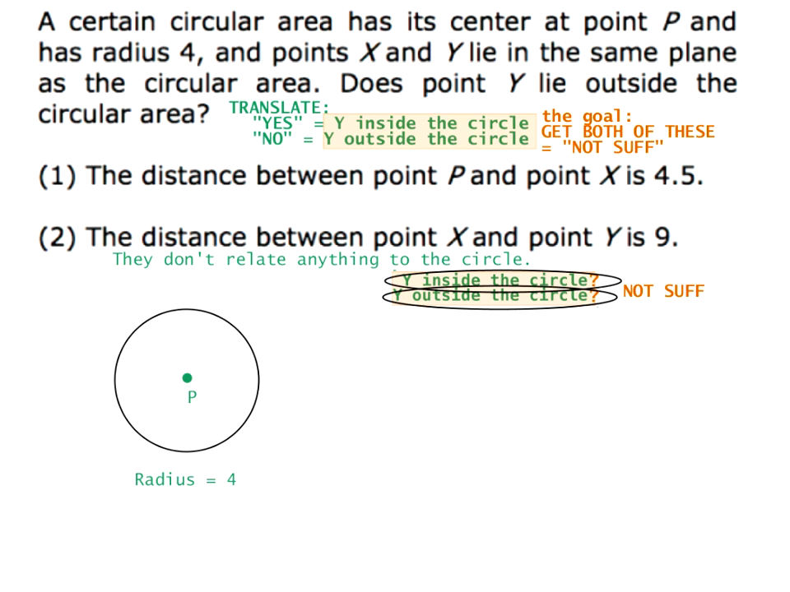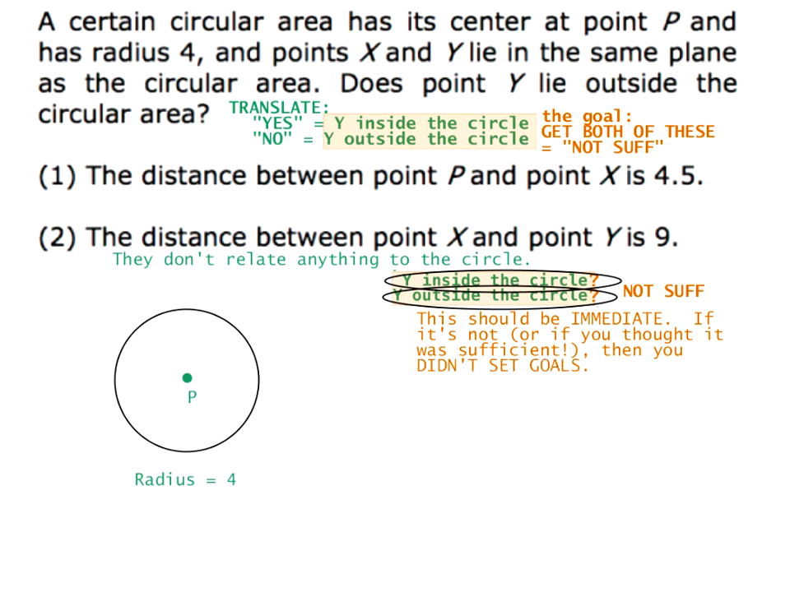Again, this statement should be immediate. If it's not, or if, heaven forbid, you actually picked B or D, which means you got this statement wrong, or if you thought it was sufficient, then you didn't set goals. Or you set goals and then you forgot about them. But this is important, because you clearly don't know anything about the circle. And then statement 1, you don't know anything about Y. I mean, the goal is to try to put Y in or out of the circle.